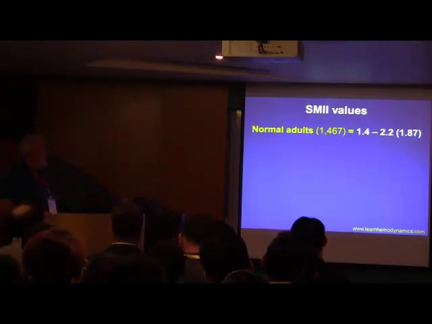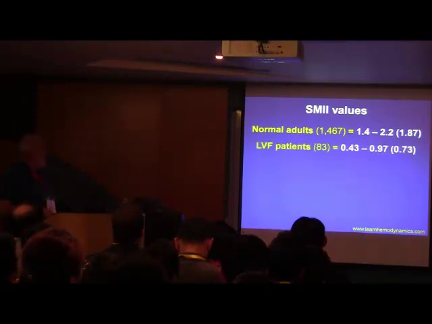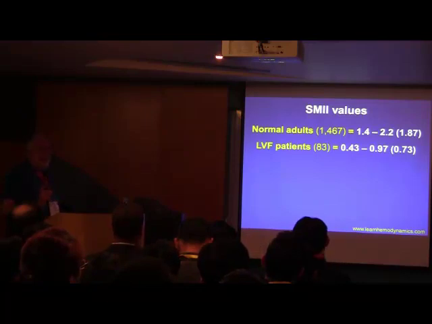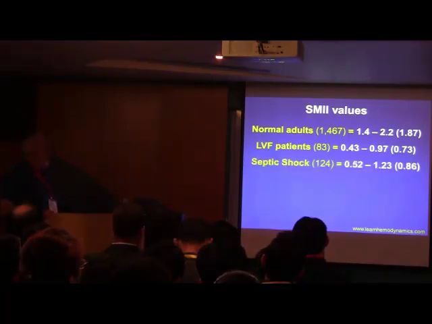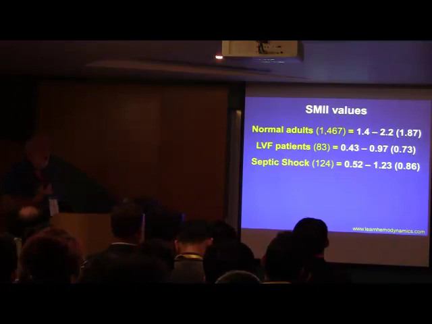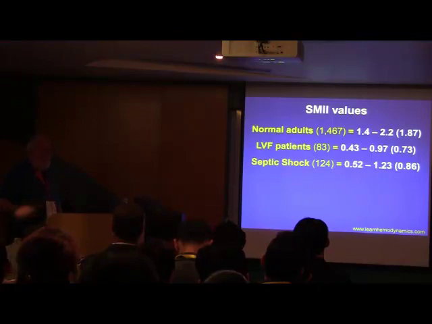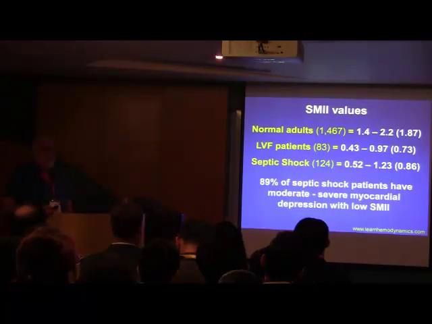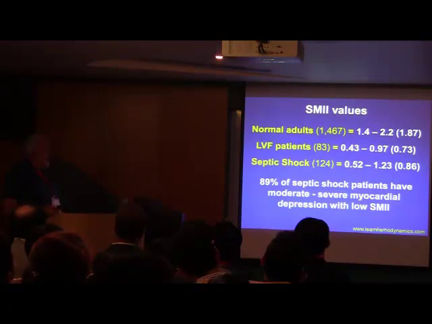The SMII values, well, we can tell you now, normal adults, 1.4 to 2.2. LVF patients about there, but very interestingly, look at septic shock patients. These guys are almost in the realms of left ventricular failure. Why do so many patients with septic shock not respond to fluid? It's not because it's all leaking out. It's because they've got a heart that can't respond to fluid. And 89% of our septic shock patients actually have severe myocardial depression.